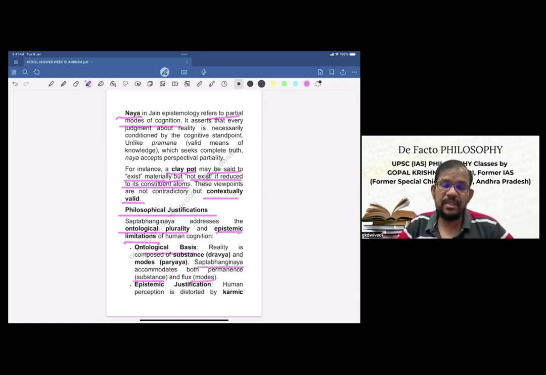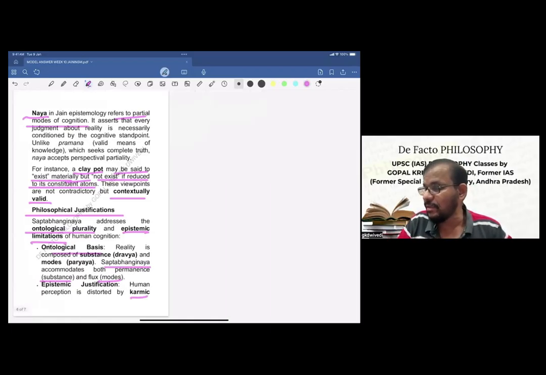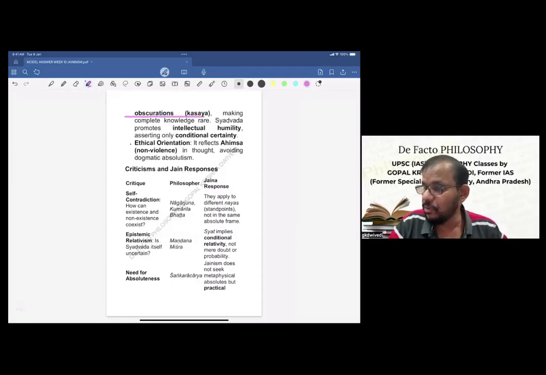Now, what is the justification from epistemology? Epistemic justification: human perception is distorted by karmic obscurations, that is kashaya, as they call it in Sanskrit, making complete knowledge rare. Syadvada promotes intellectual humility, asserting only conditional certainty. So knowledge is conditional, knowledge is relative, knowledge is contextual; all mean actually the same thing.